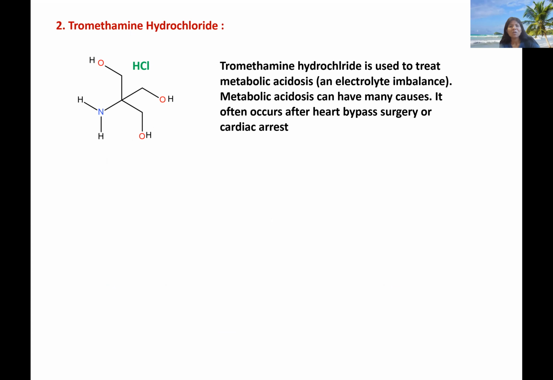It occurs often after heart bypass surgery or cardiac arrest. In this specific condition, the body produces too much acid as the kidney is not removing enough acid from the body. In this case, this medication is used to treat the particular condition which is known as metabolic acidosis. So this is the use of that.